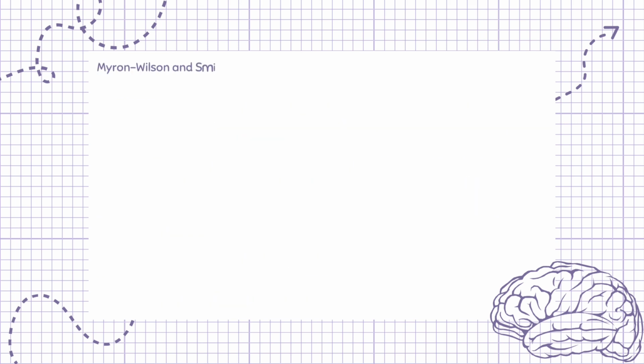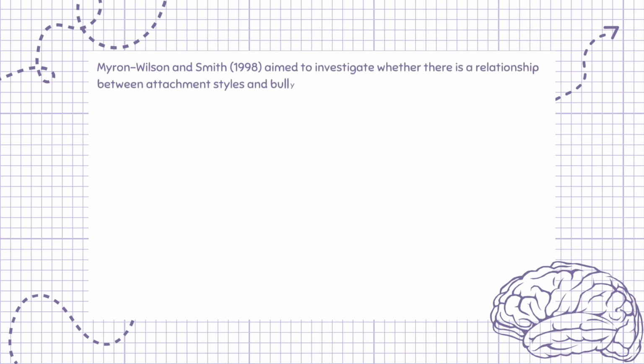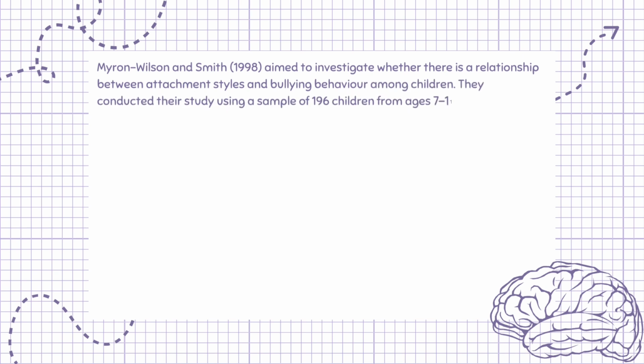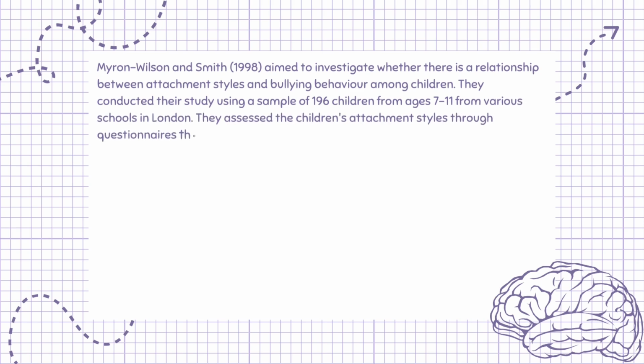Myron-Wilson and Smith, 1998, aimed to investigate whether there is a relationship between attachment styles and bullying behavior among children. They conducted their study using a sample of 196 children from ages 7 to 11 from various schools in London. They assessed the children's attachment styles through questionnaires that measured their perceptions of relationships with parents and peers.